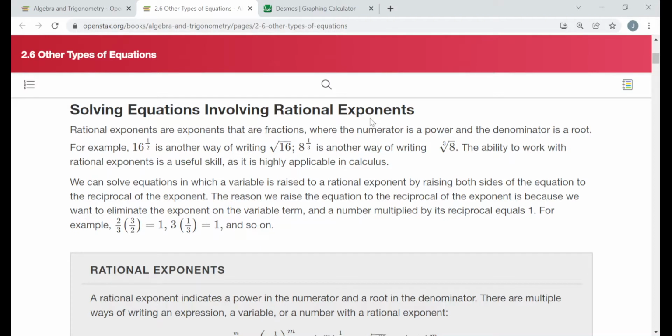Each example I'm doing is either an example from the reading, or one of the Try It problems from the reading, or one of the exercises at the very end of the section that are related to this particular objective.